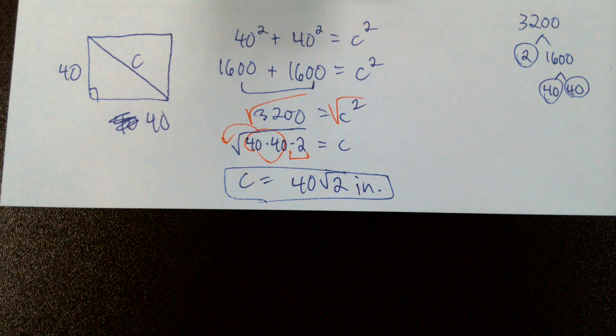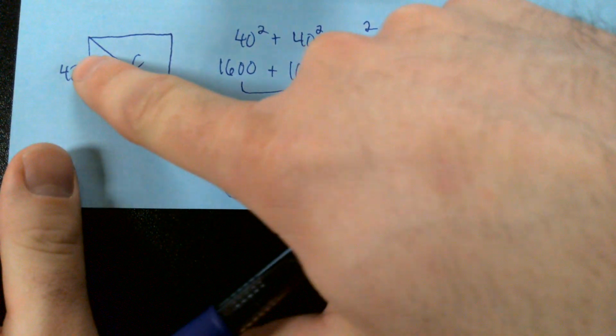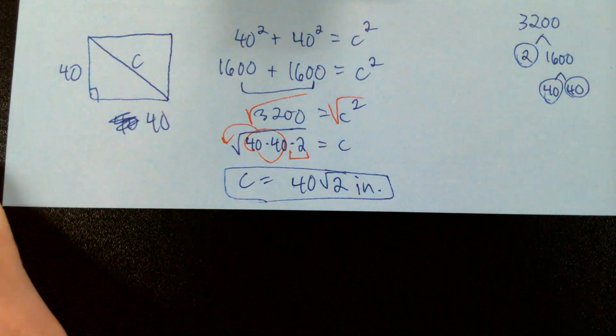So we can, again, estimate that the square root of 2 is in between 1 and 2. So if we multiply that by 40, we get somewhere in between like 42 and 80. That's kind of a wide range. But it's definitely longer than the 40 inches across, right?